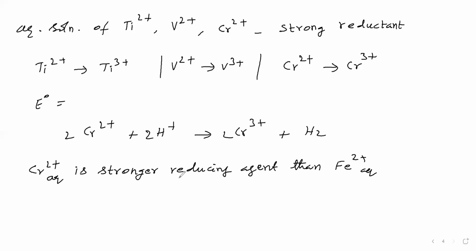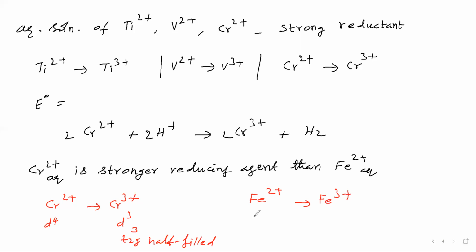Now, reducing agent in the sense itself undergoes oxidation. Therefore, we will convert Cr plus 2 into Cr plus 3. Here, Fe plus 2 into Fe plus 3. Reducing agent in the sense itself undergoes oxidation. So, we have written like this. For this, the configuration is 3d4. For this, the configuration is 3d3. 3d3 means t2g3, half filled. Here d6. Here d5. d5 means half filled.